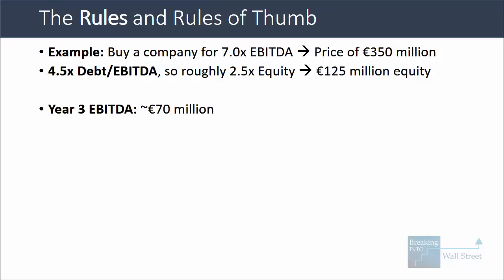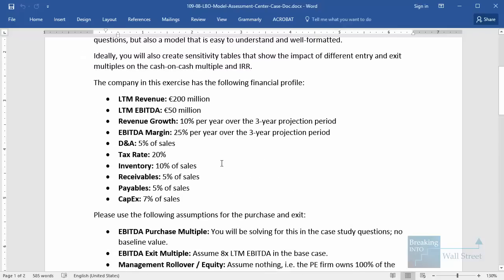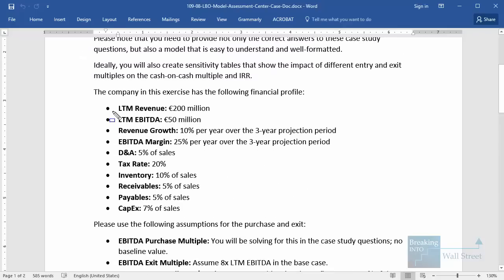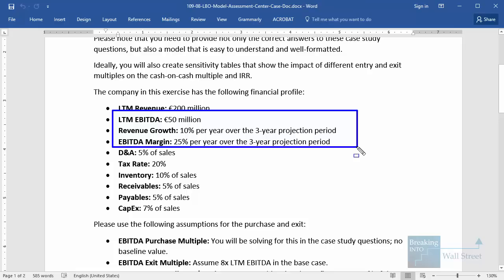Now, the year 3 EBITDA, of course, you can calculate it yourself in Excel, but if you just go from the assumptions, we know that revenue is growing by about 10%. The EBITDA margin is staying about the same. If revenue is growing by 10% per year over 3 years, we can say that EBITDA will go from 50 million to some number higher than that. It's going to be more than 30% higher because of the compounding effect. On the other hand, it's probably not going to be as high as 50% higher. So we can approximate that and say that EBITDA might be around 70 million by year 3.